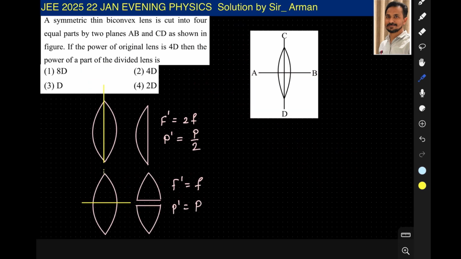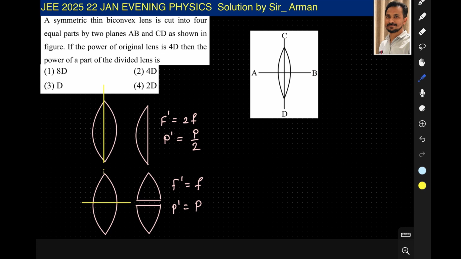A symmetric thin biconvex lens is cut into 4 equal parts by two planes AB and CD as shown in figure. If the power of the original lens is 4D, then the power of the part of a divided lens is. See here, we are cutting the lens into 4 equal parts. First, let's say we cut horizontally and then we cut vertically.